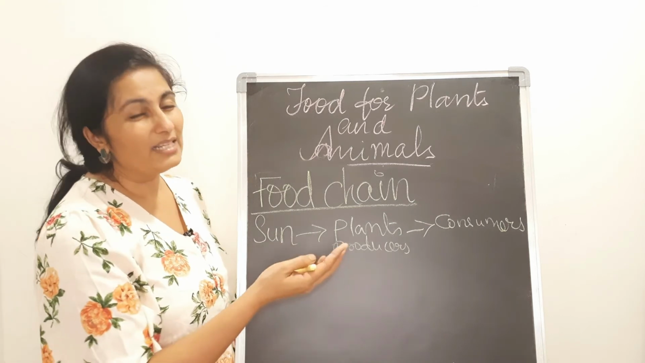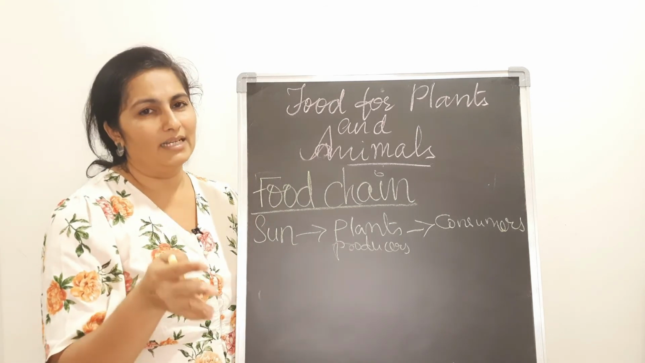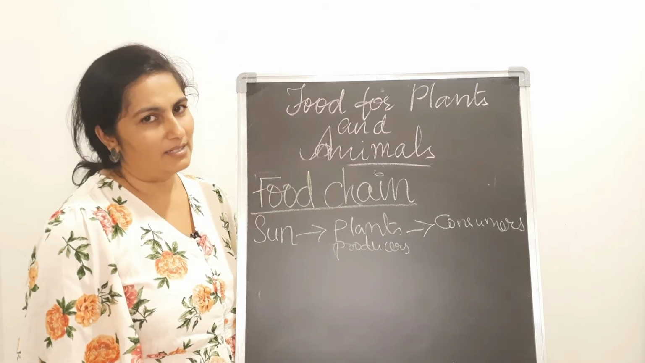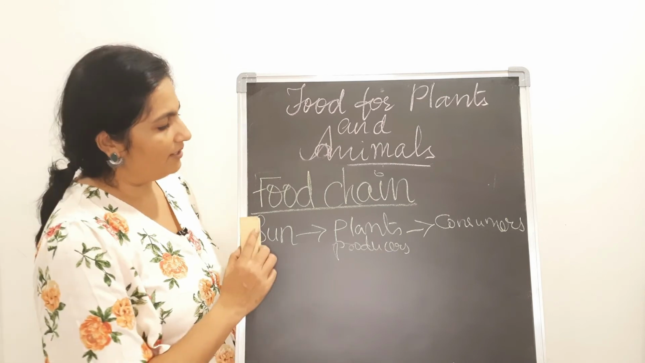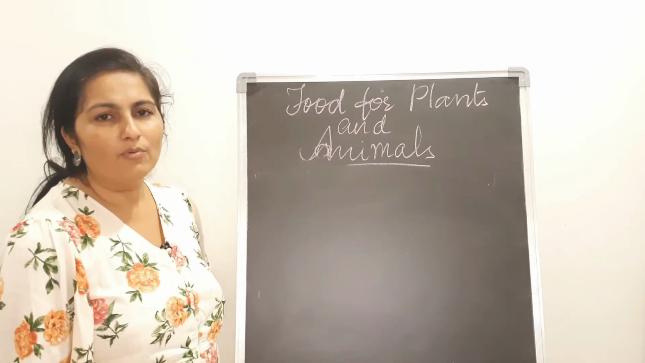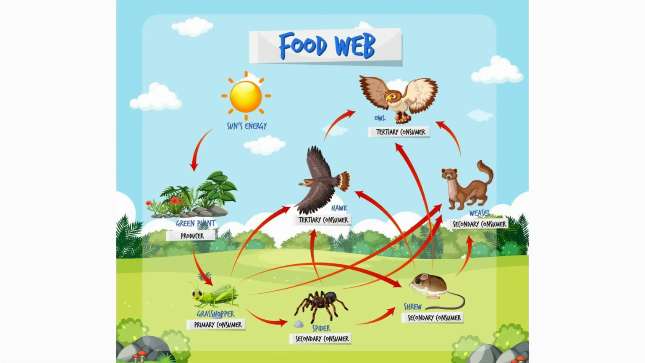And who does the decay part? The decomposers. And decomposers are a very essential part of an ecosystem and also the food chain. Okay, so having done this much, we will move on and we will see what is there in food web.